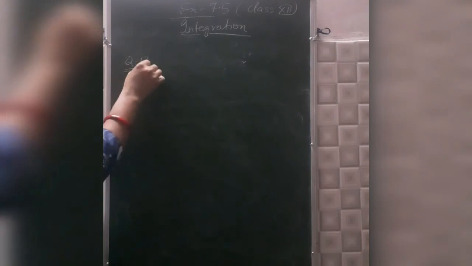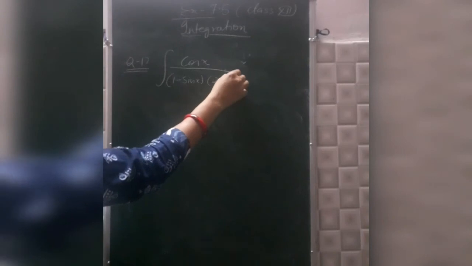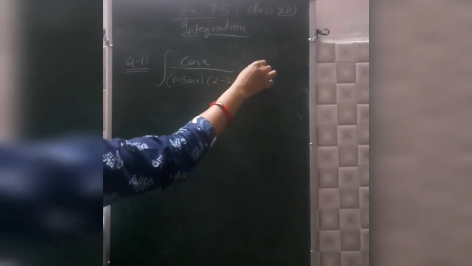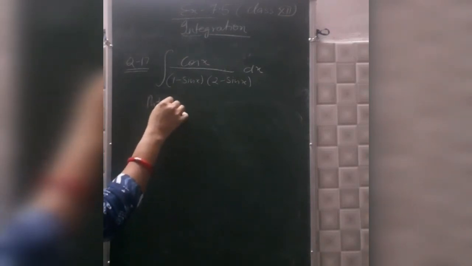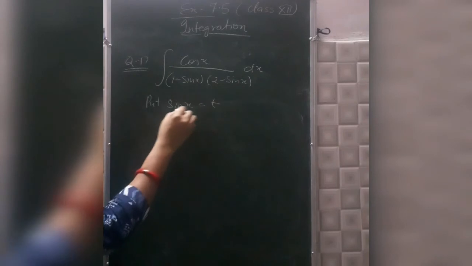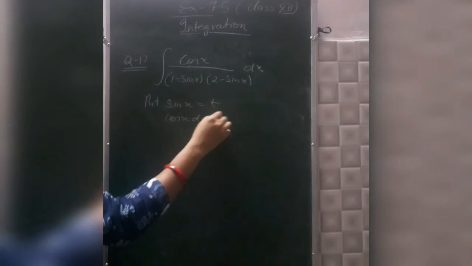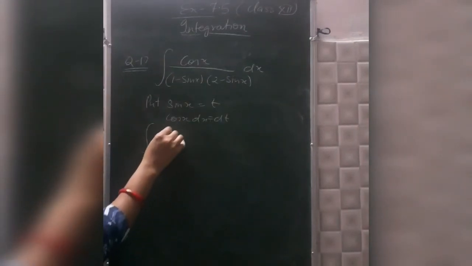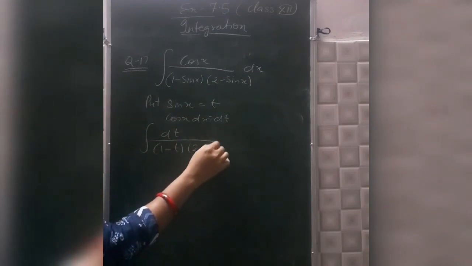Now see question number 17. In question number 17, this is very simple, but the function is given to you in terms of trigonometric ratios, sine and cos. Cos x divided by (1 minus sine x) into (2 minus sine x). In this, firstly you will put sine x equals t. Now taking the derivative on both sides, the derivative of sine is cos, so cos x into dx equals dt. So the given function can be written as dt by (1 minus t) into (2 minus t).